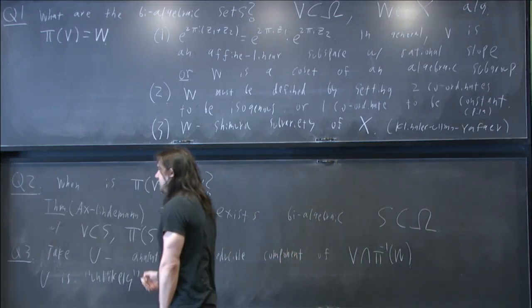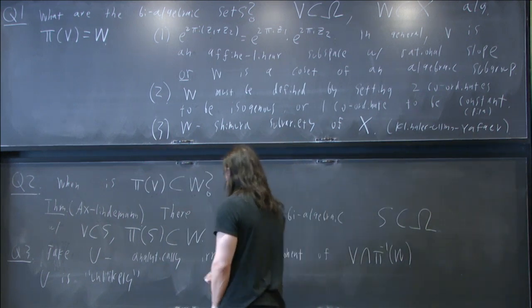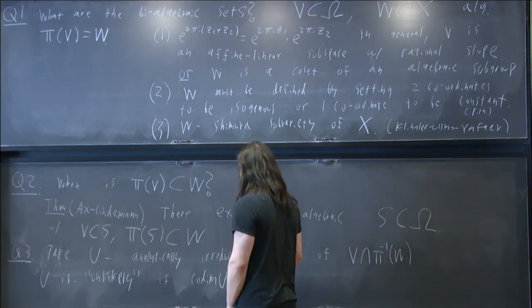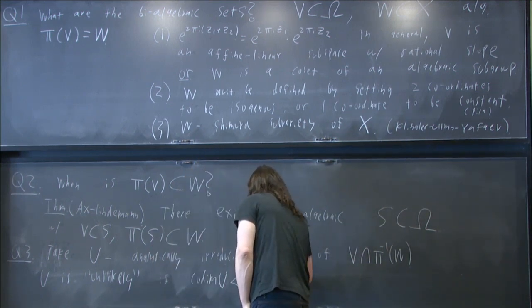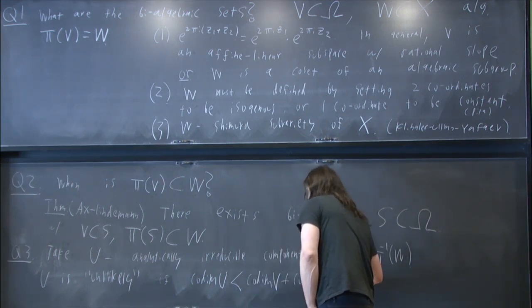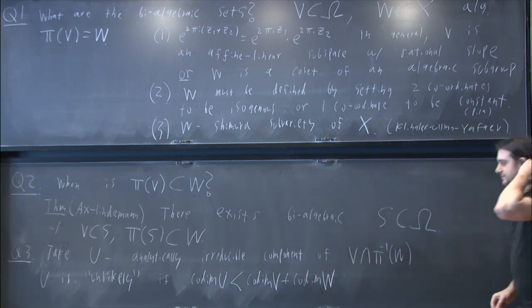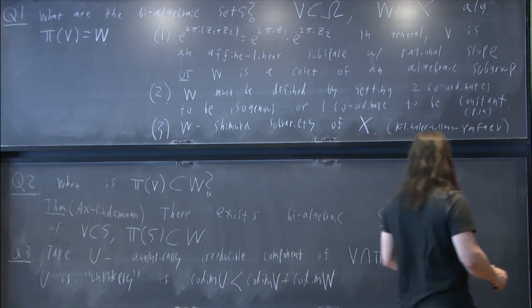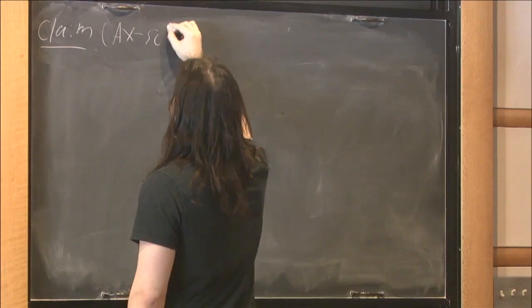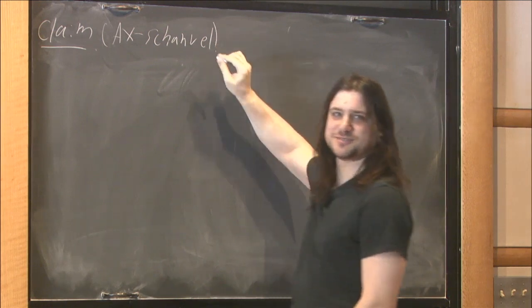So we say U is unlikely if precisely this kind of surface-surface curve example shows up. Basically, if the codimension of U is less than the codimension of V plus the codimension of W. And let me make this a claim, to avoid making the same kind of mistake I did over here. Let me call this claim Ax-Schanuel for any particular setup.